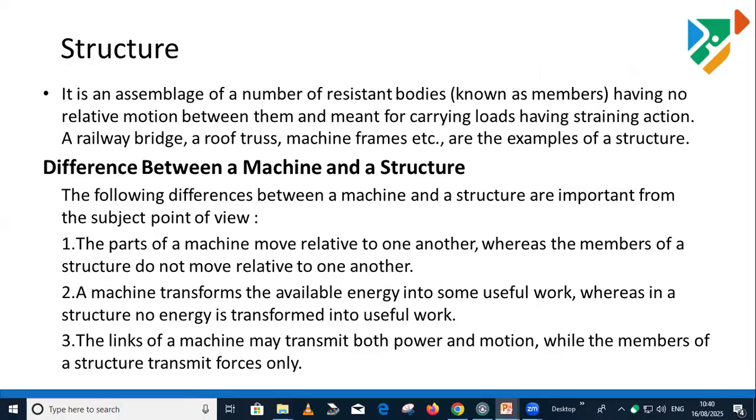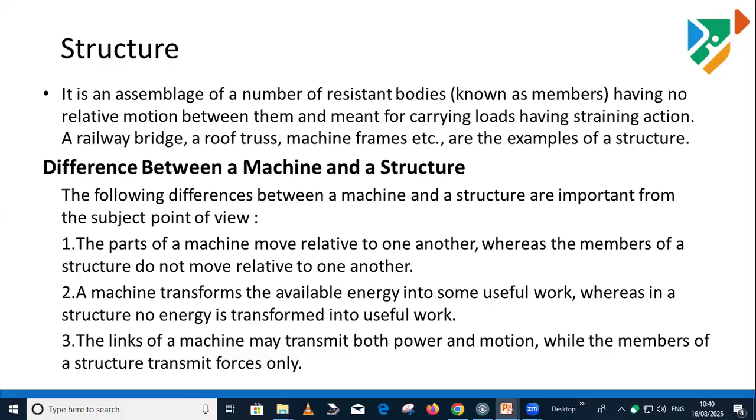Now, what is the basic difference between a machine and a mechanism? A machine consists of different mechanisms. A structure is a rigid member. With the help of a structure, we cannot transfer motion. It is just used to hold a particular component, or you can say a particular load.